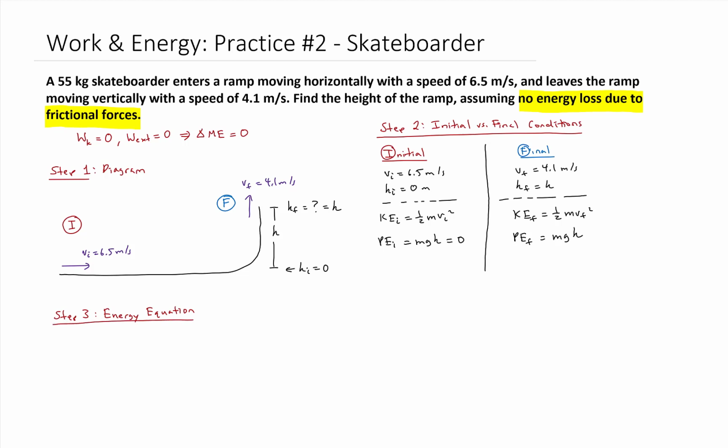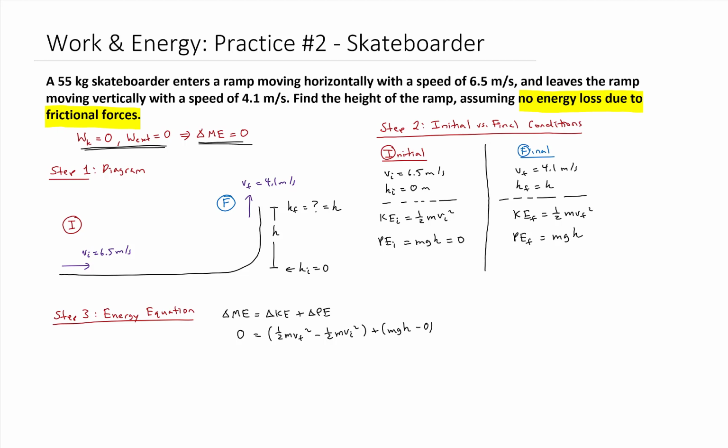In this case, if you're using method number 1, you're going to use delta ME equals 0. If you're using method number 2, you're going to use the WEXT minus WK method, which gives you the same answer. So here we know that we have delta ME is equal to delta KE plus delta PE. We know that this is 0, and we know that we have a change in kinetic energy, which is 1/2 mvf squared, for KEF minus KEI, which is 1/2 mvi squared, plus PEF minus PEI, which is mgh minus 0.